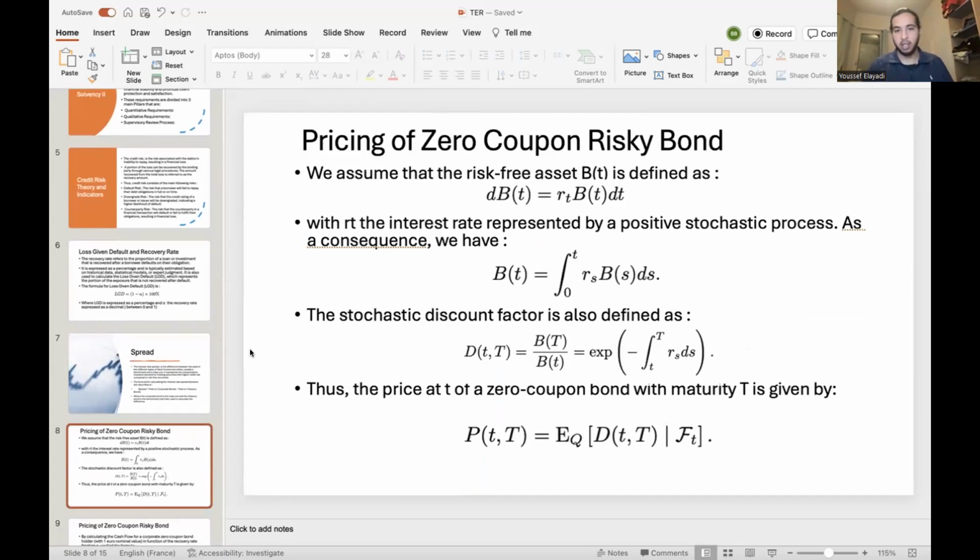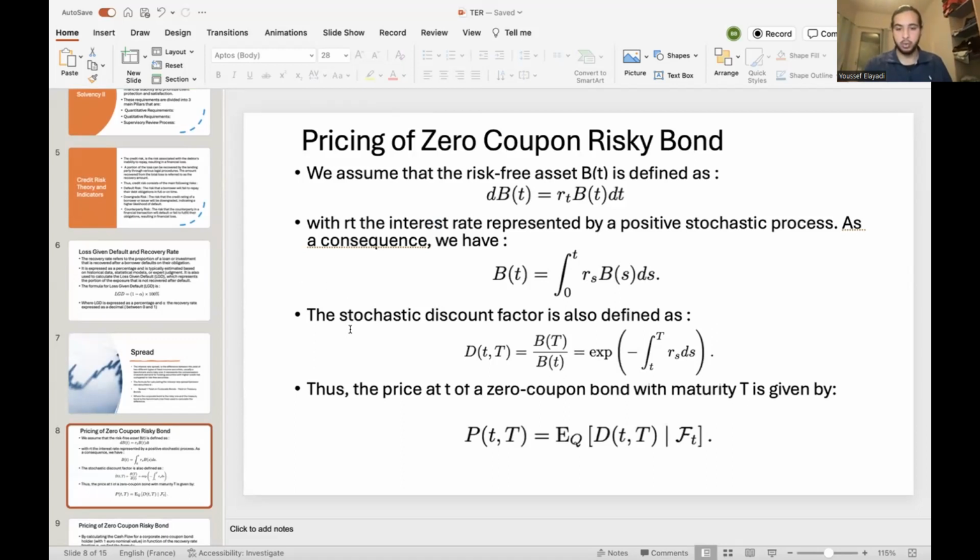So for the pricing of our zero coupon risky bond, we define the differential of our risk-free asset by dB_t. So it's the interest rate multiplied by B_t. As a consequence, B_t is the integral of the interest rate, so we have to integrate for both parts.